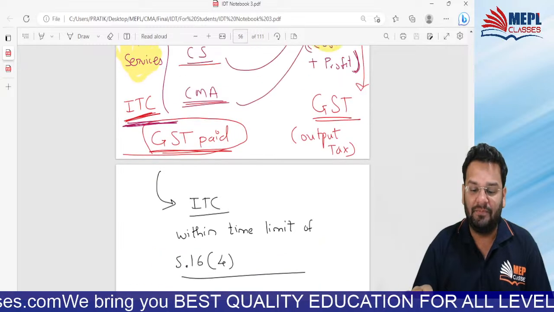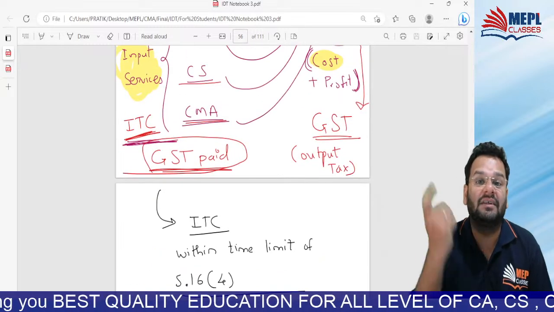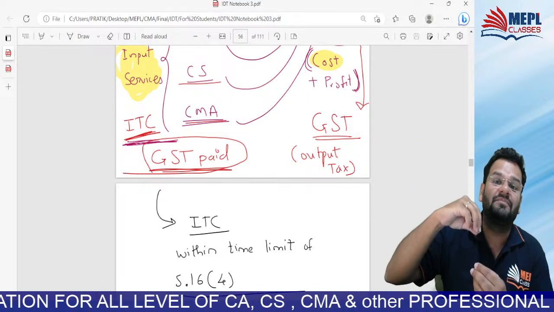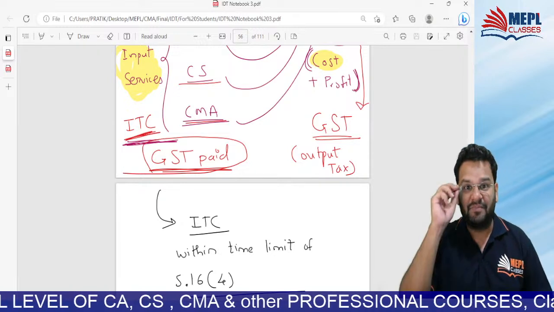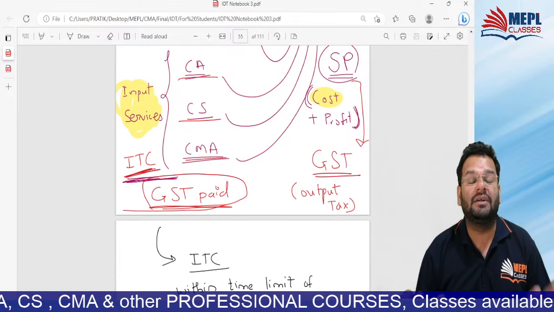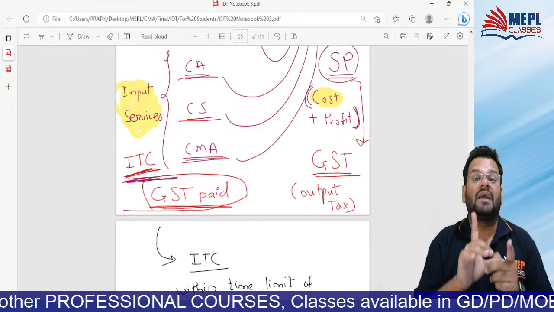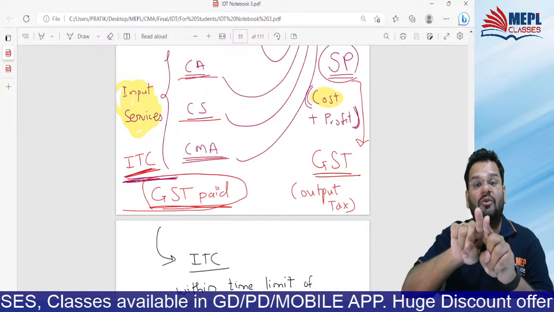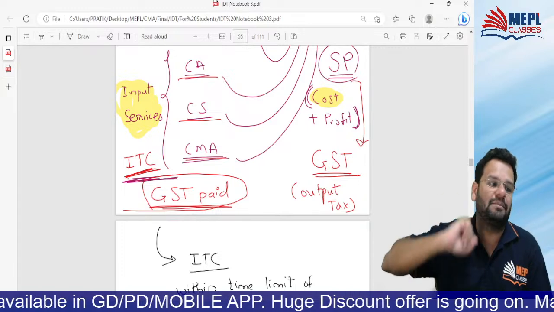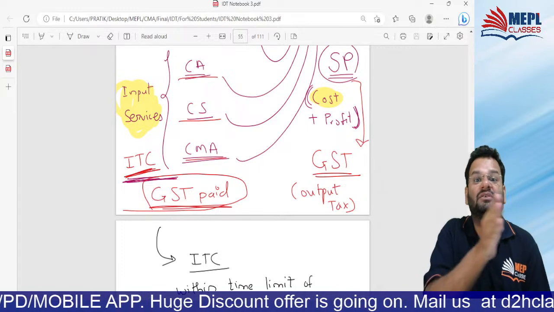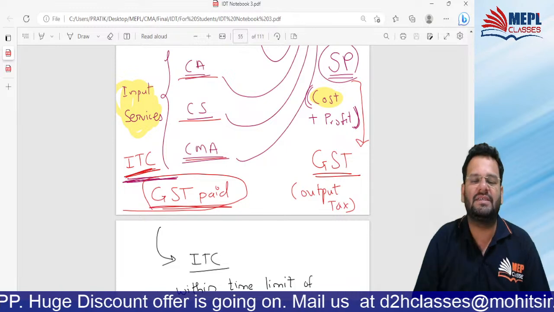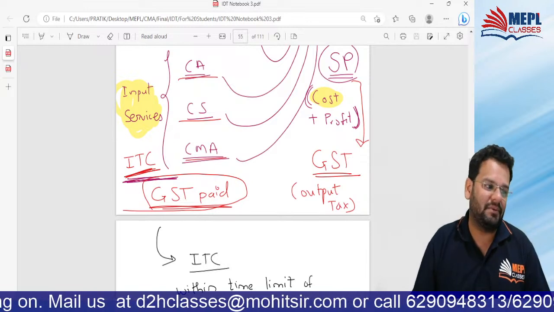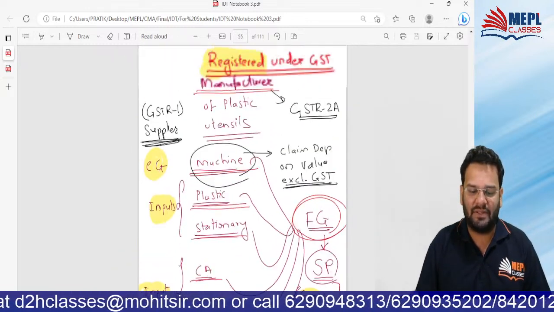So 4 conditions. He should be in possession of tax invoice. The tax on the supply should be actually paid to the government. Goods or services should have been actually received. Isn't it? And what were the other conditions? GST return should have been furnished. And the details of this particular purchase should have been furnished in GSTR 1 by the supplier. Correct? And they should be reflected in the GSTR 2A of the recipient of supply. So on satisfaction of these conditions, ITC can be claimed. I hope that these points are very clear to all of you.